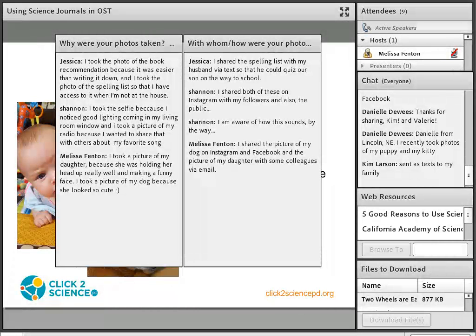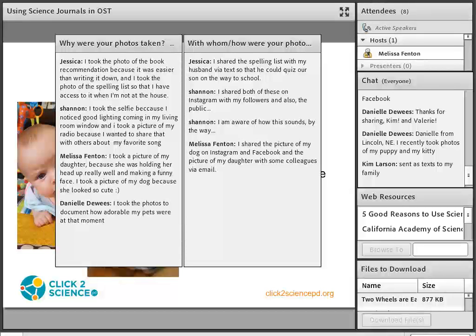So I appreciate everyone sharing, and we've got some responses about why the photos were taken. So a lot of people take photos because it's easier to just take a photo than write something down so that you have access to something when you're not at the house. Good lighting and sharing a favorite song with others. I took a picture of my daughter because she was holding her head up really well and making a funny face, and my dog just looked really cute. And my colleague Danielle also takes photos of pets because they were looking really cute at the moment.